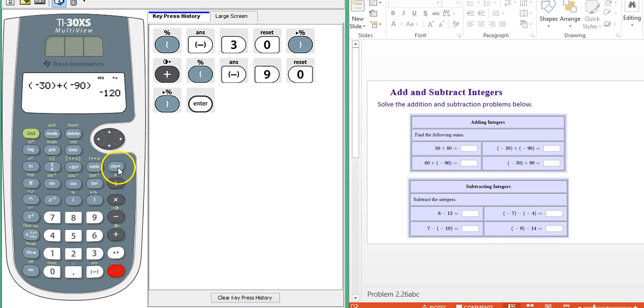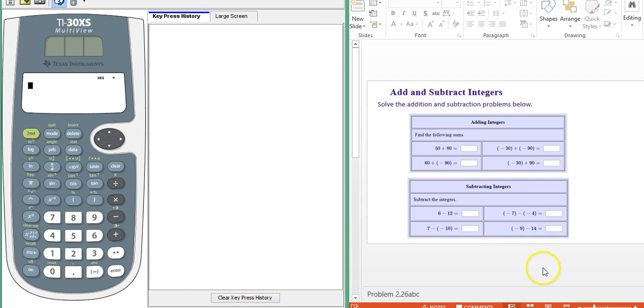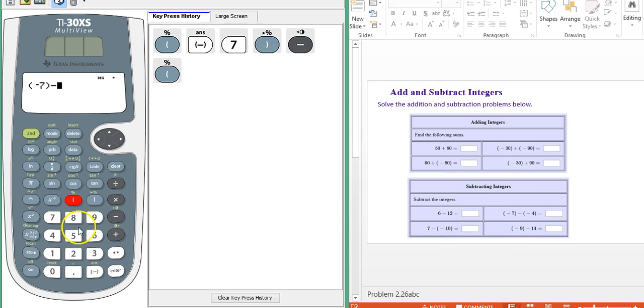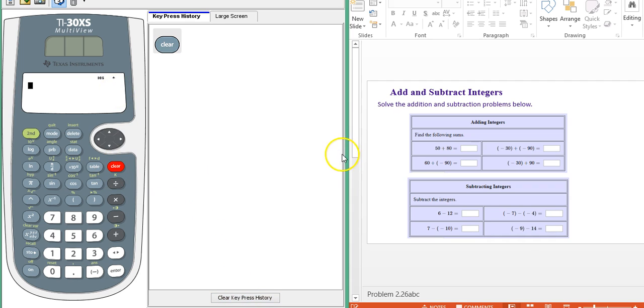Now let's try a subtraction problem. How about negative 7 minus negative 4. So negative 7 minus, and notice this one is subtraction. These are signs of the numbers. So parentheses and then negative 4. Again, notice how the negative is a little bit shorter and higher than subtraction. And our result is negative 3. Let's look at the next slide.